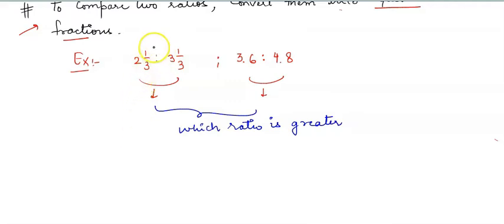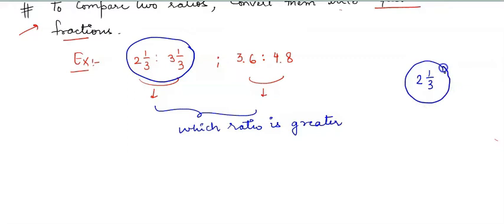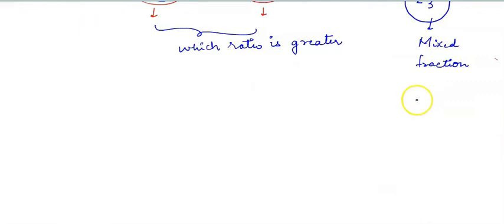Now to start, between these two ratios, let's simplify this term. Then you can see that 2 is to 1 by 3. Now clearly, this is called a mixed fraction. I hope you heard this term. Now how to solve it? Let me give you an idea.